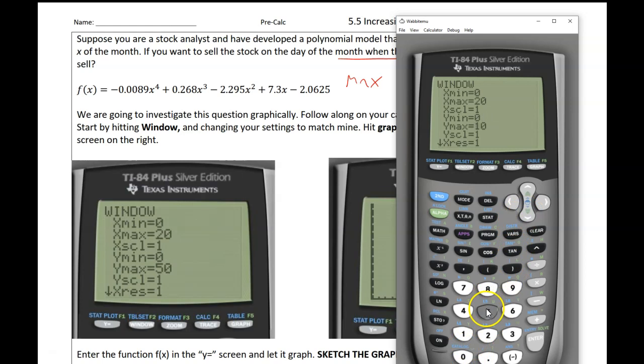This tells your calculator where to look for the function. So the smallest y value it will graph is 0, the biggest is 50. The x-axis is going to go from 0 to 20. When you look at the graph, you should get something like this. Then go ahead and type in your function f exactly as it shows up. Type it in carefully. When you hit graph, your calculator should draw something like this, a nice little wavy function. That's why we're studying polynomials: they allow us to model things that have different rates of change over time.